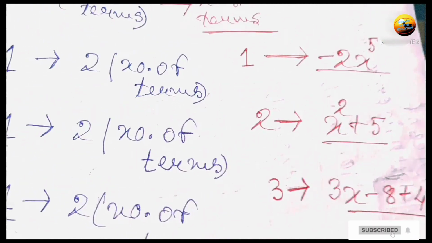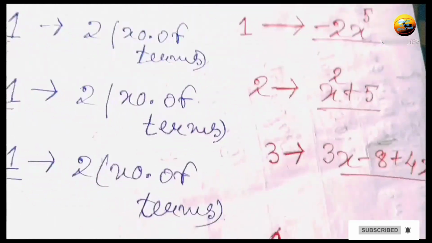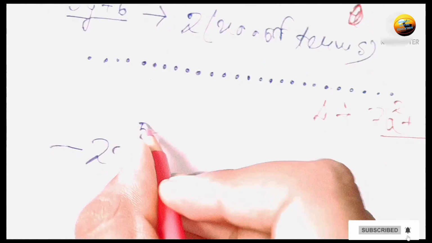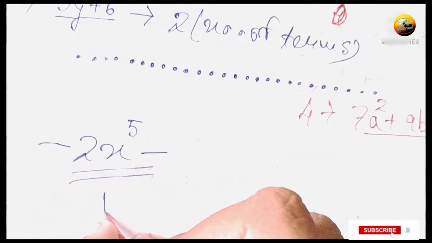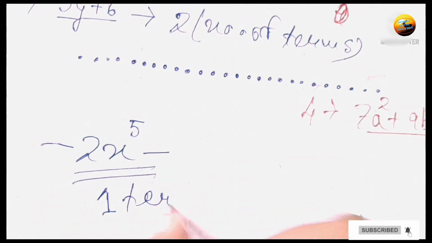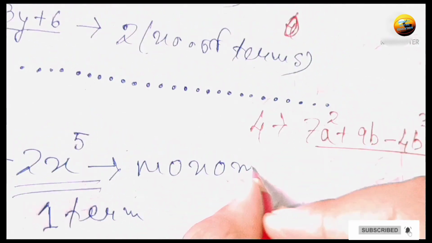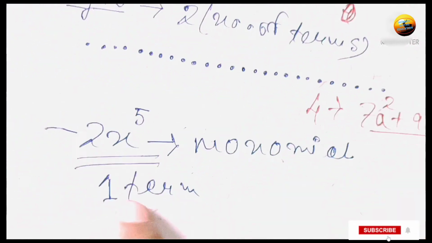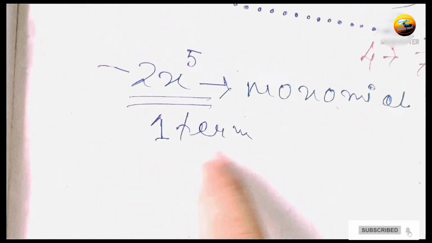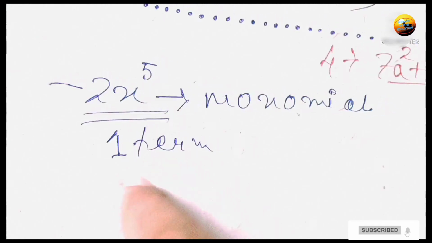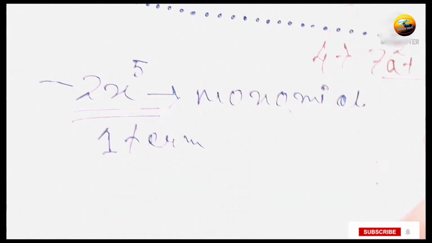As you can see, minus 2x to the power 5 is only one term here, so it will be a monomial. We all know that in the chapter on algebraic expressions, if there is one term, it is named a monomial expression.